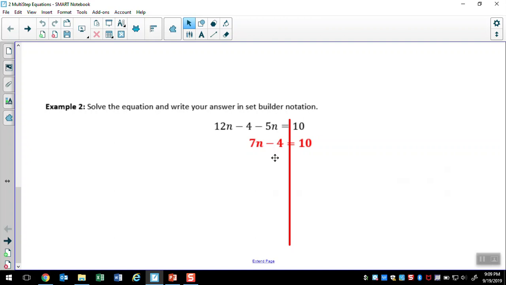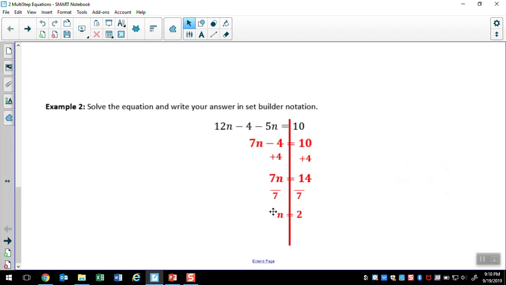So since it's minus 4, we're going to add 4 to both sides. 10 plus 4 gives us 14. Right? The additive inverse cancels each other out, so we're just left with 7n. Now we need to undo that multiplication. We do that by dividing both sides by 7, and then we're left with n equals 2.